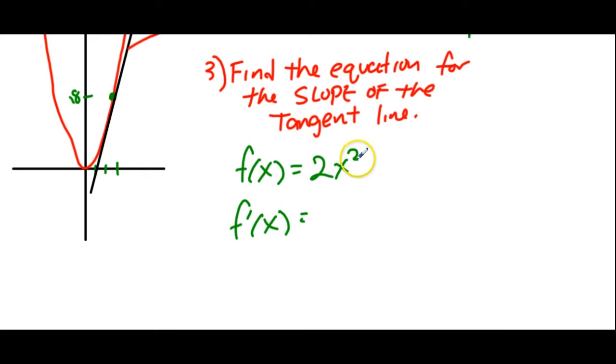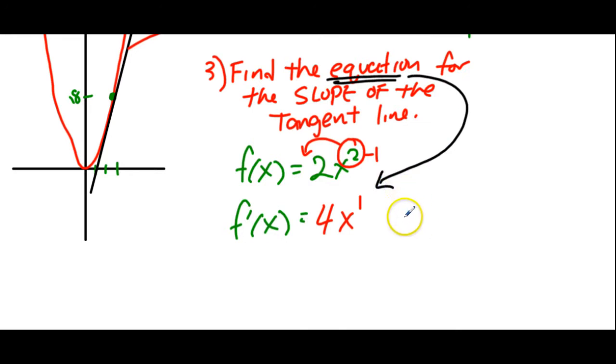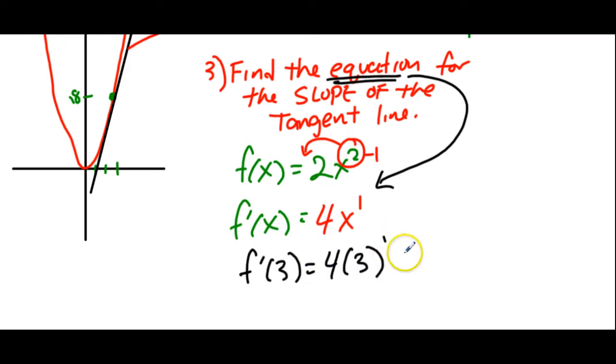So we take this and find the derivative. We take this square and multiply it to the front, so that's 2 times 2, which is 4x, and then we subtract 1 from the exponent, which gives x to the first power. So this is the equation that we wanted. How do we find the slope? All we have to do is plug in 3 into this equation. So we have 4 times 3 raised to the first power, which is just 3. So we have 4 times 3, which is 12.